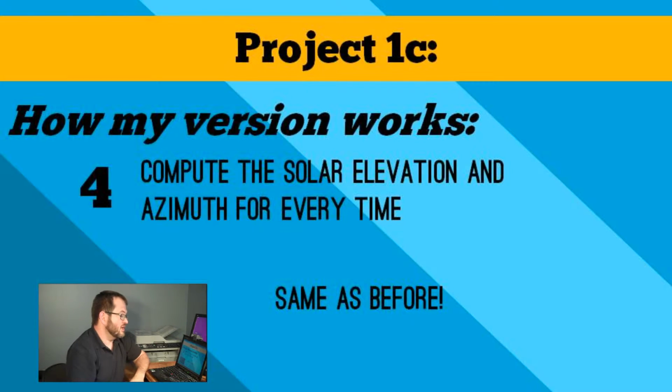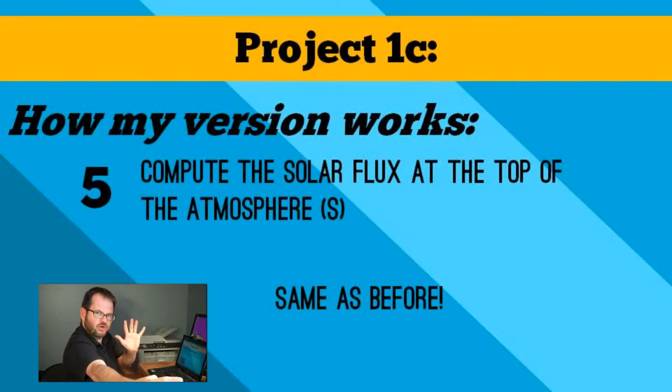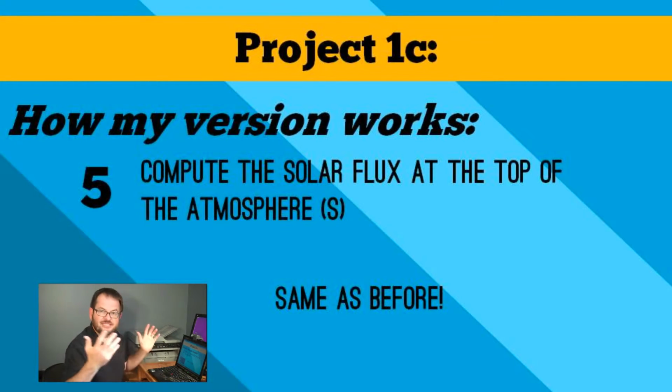Step 4, compute the solar elevation and the azimuth for every one of those 1,441 times. Literally the same as you did before, with all that hour angle stuff I've given you. Once you've got that working, just move it over to the new program. Step 5, compute the solar flux at the top of the atmosphere. This is the S you had back in part 1A, as a function of time, where time was the Julian day. It's the solar constant and then a few terms. That's the same as you had before too.